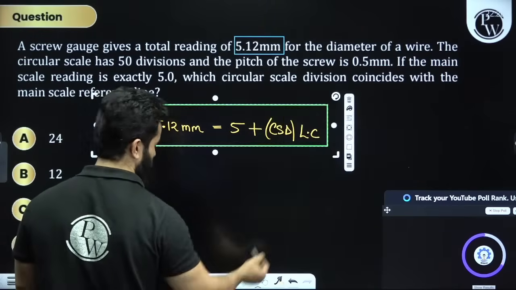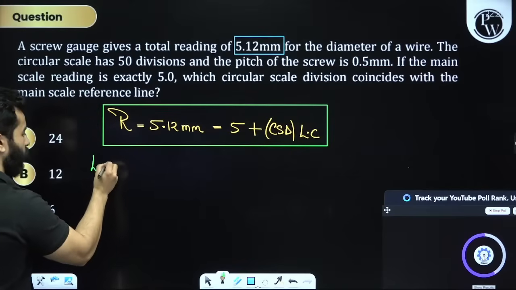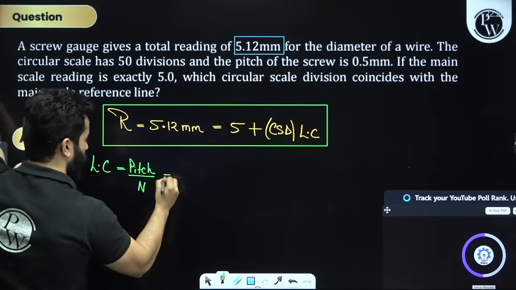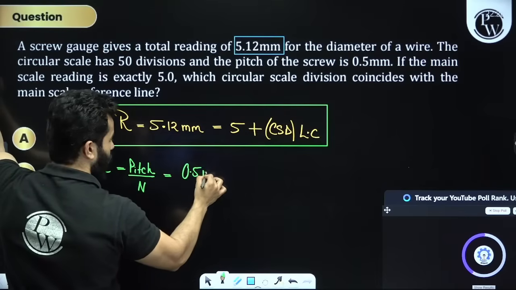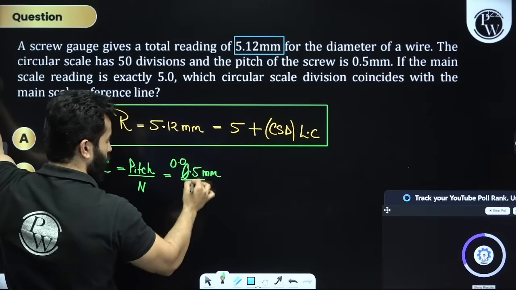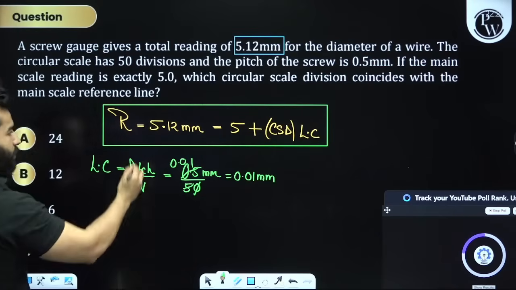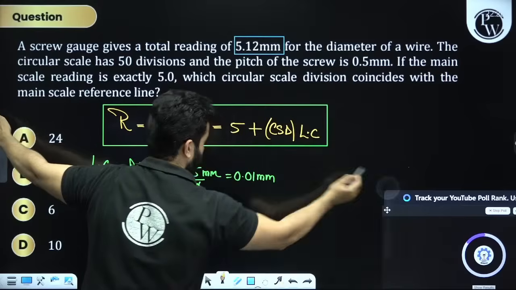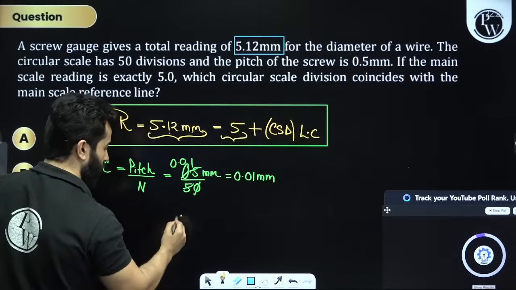Next is going to be to find out the least count. So least count will be again pitch divided by total number of circular divisions. So pitch is going to be 0.5 mm and this is 50. This will become 0.01 mm. Now let's substitute it. If you substitute it, you will get 5.12 minus 5, you will get 0.12 mm.